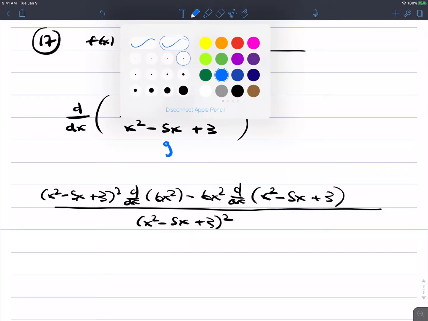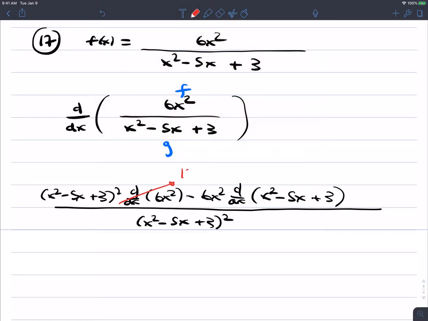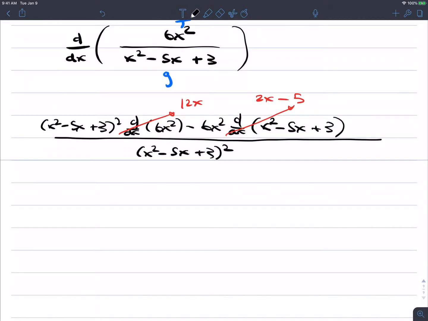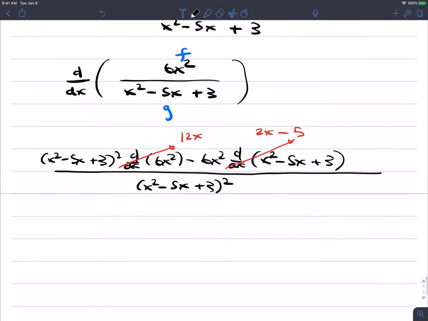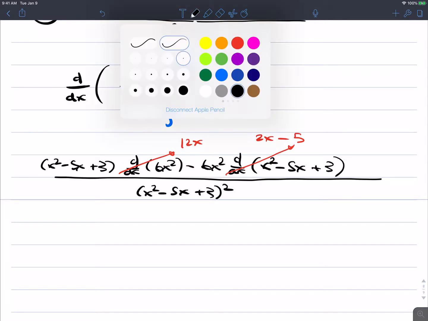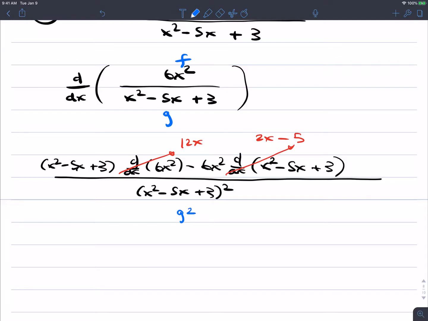Now we take our derivatives. 12x, 2x minus 5. So here's what happens now. Now let's go back. I see a typo here. This is not squared because remember, this will be r. This is g squared, and this is g. So let's be careful there. So that's not squared. I'm glad I found that. Anyway, let's see what kind of algebra we're going to have to do.